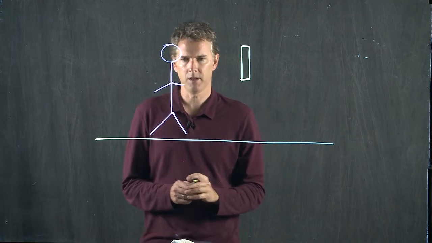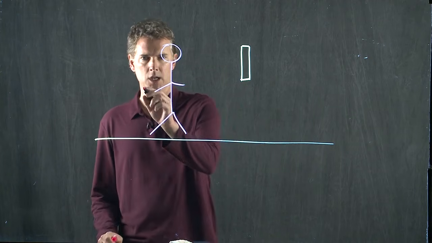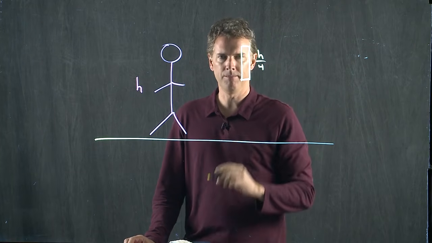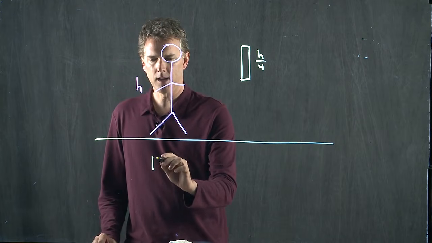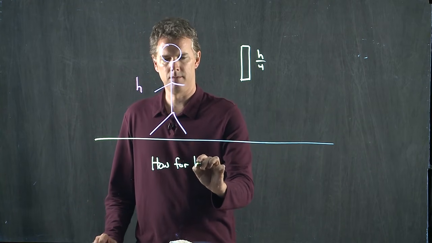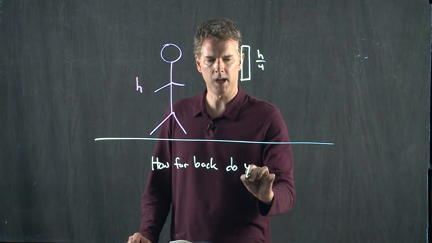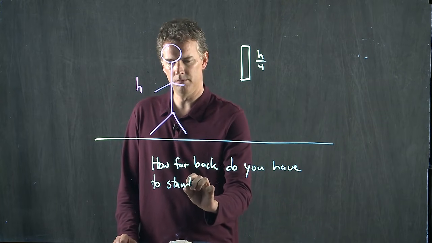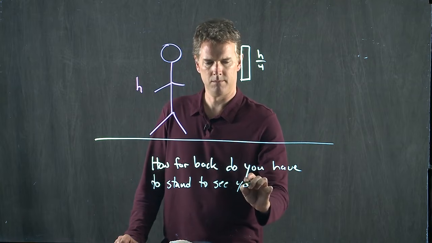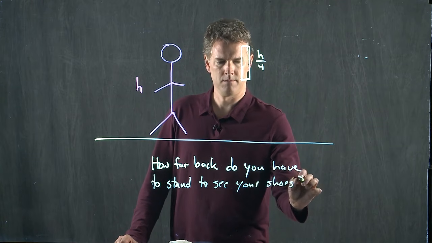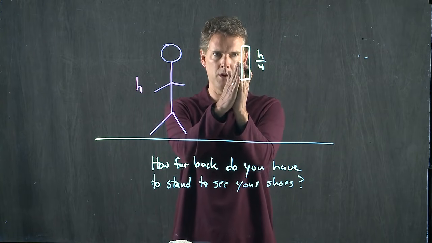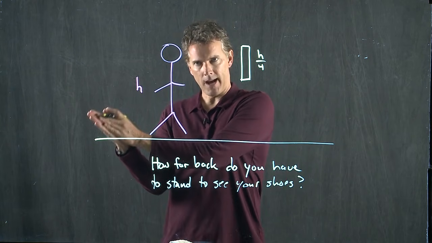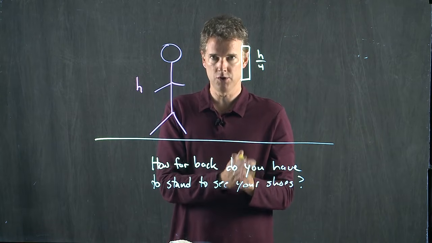Okay, and the question is the following. If you are height h, and this thing is h/4, how far back do you have to stand to see your shoes? Okay, namely, you're standing next to this mirror and you can't quite see your shoes. Okay, how far back do you have to go in order to see your shoes?